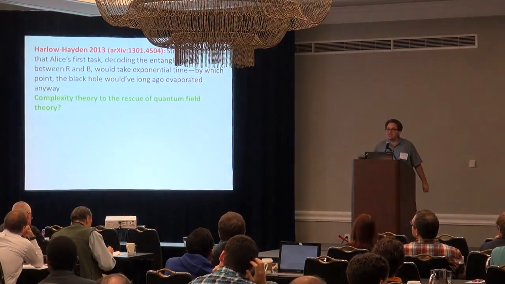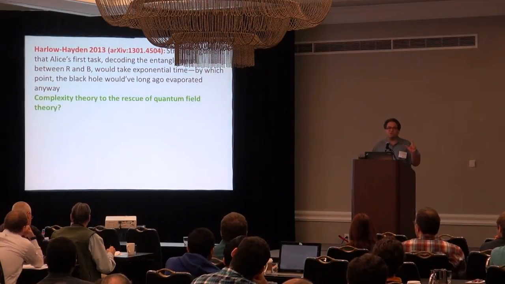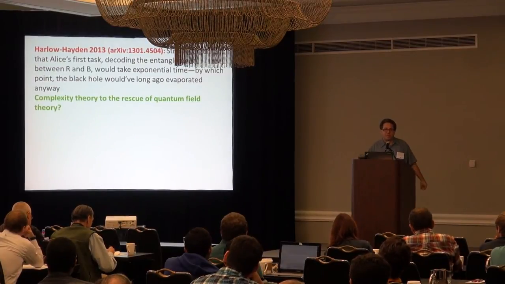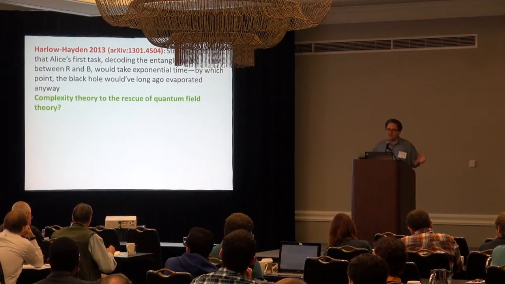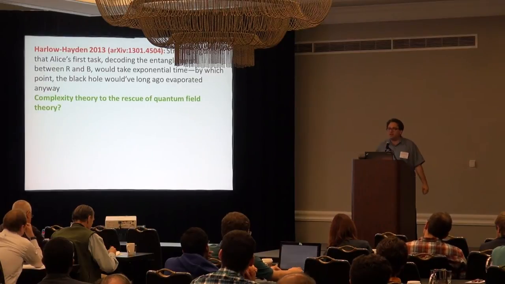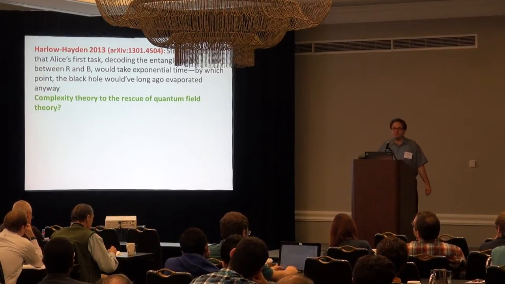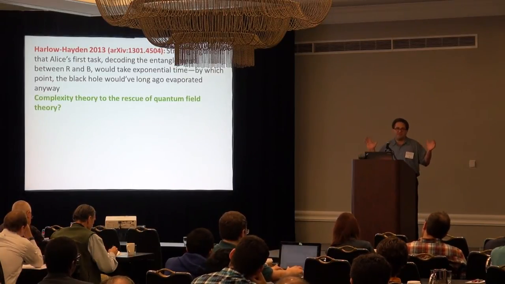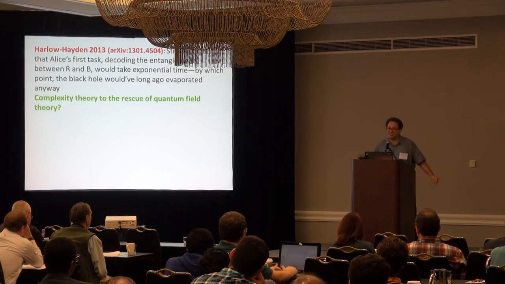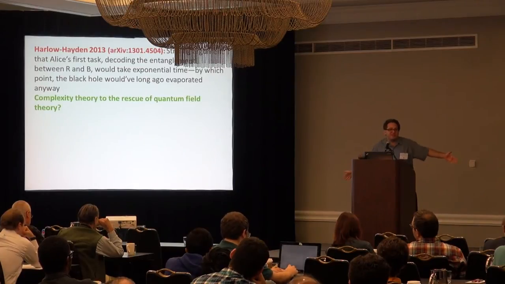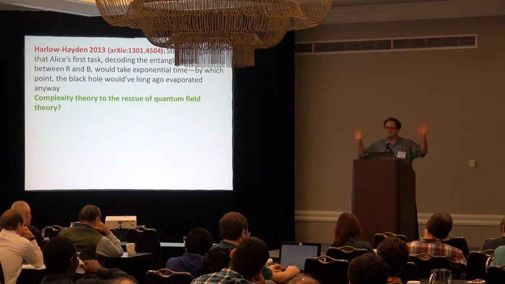So what Harlow and Hayden said is that what's extreme about it is that she's doing a unitary transformation that should be exponentially hard even for a quantum computer. They gave an argument that the decoding task, measuring the entanglement between R and B, should take time which is exponential in the number of qubits in the black hole. So we're not talking about 10 to the 67 years here. We're talking about 2 to the 10 to the 67 years. And so you could say, in that case, long before Alice had made a dent on this problem, the black hole would have evaporated anyway. So once again, we're okay.